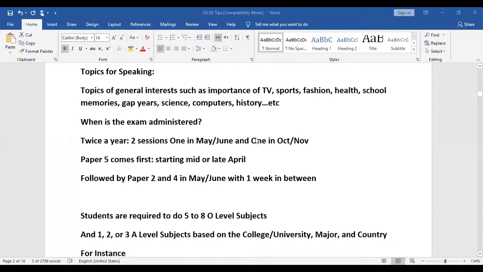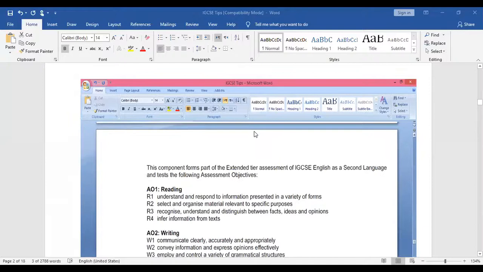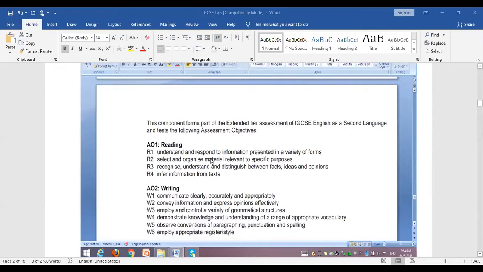And now I can show you real past papers exams. Before we go into that, you have to know exactly what you're being tested on in reading and writing. So look at this and see. Okay. Concerning reading, as you can see here, these are known as assessment objectives. You have 4 assessment objectives here.